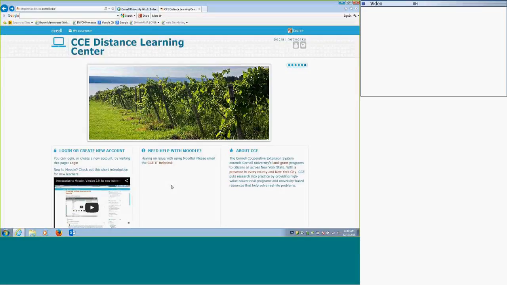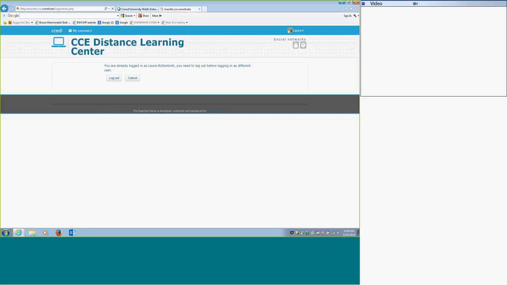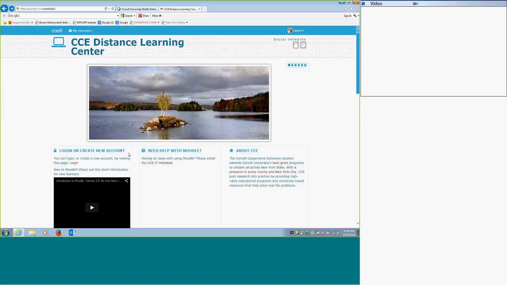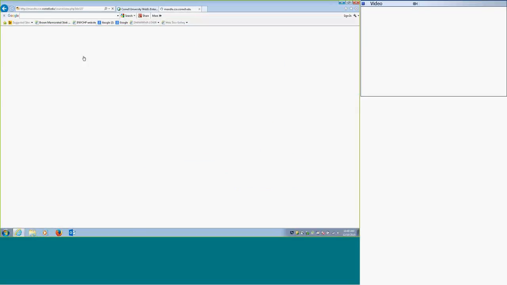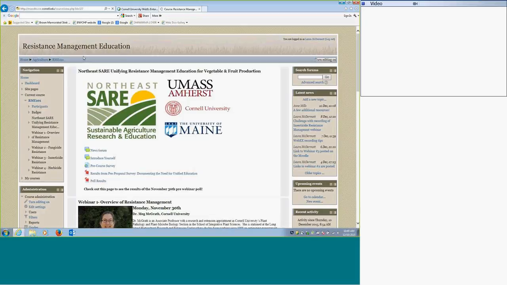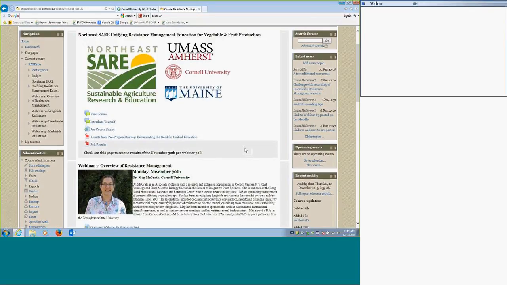But here's the Moodle site that I'm sharing with you. It's the CCE Distance Learning Center. What you would do is just log on, and you can create an account. I think I'm already logged on, so I can't do it. But anyway, you just follow the directions. It's very easy. Once you get logged on, you will go to the Resistance Management Education course, and that's located through the Ag courses. Or actually, I think it's the CCE instructors courses. Then you will see a Moodle like this. This is what you're going to be looking at.